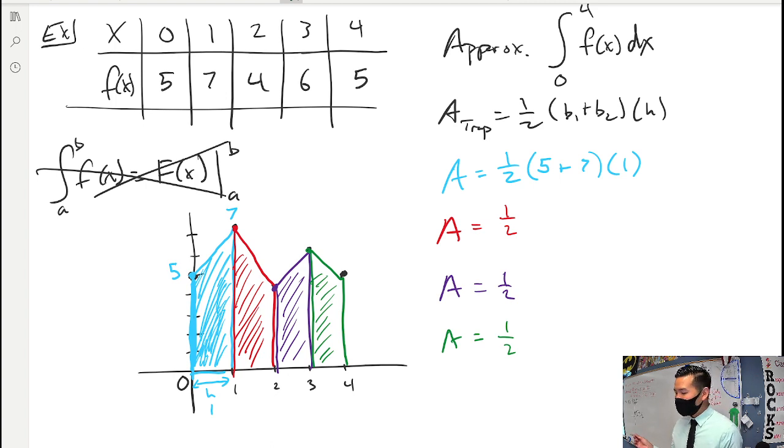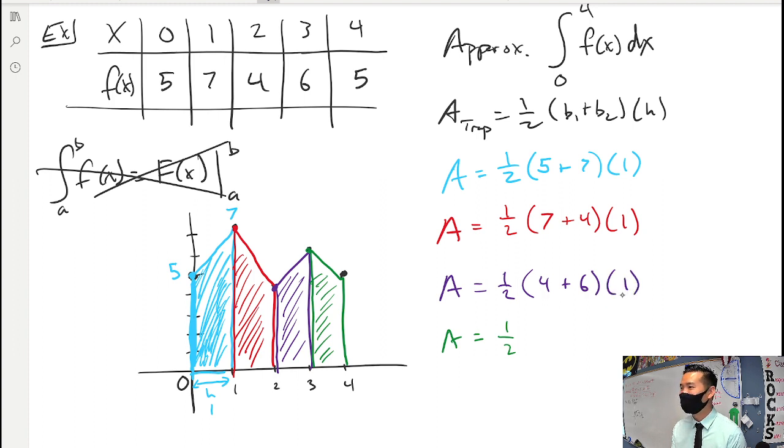All right. So, did you guys get these values here? 7 plus 4. 7 plus 4 times 1? Correct. This one over here should have been 4 plus 6. And 6 plus 5. Who got these calculators? This is why it's important that you reset them every time you use them, because you never know what stuff could be on there.